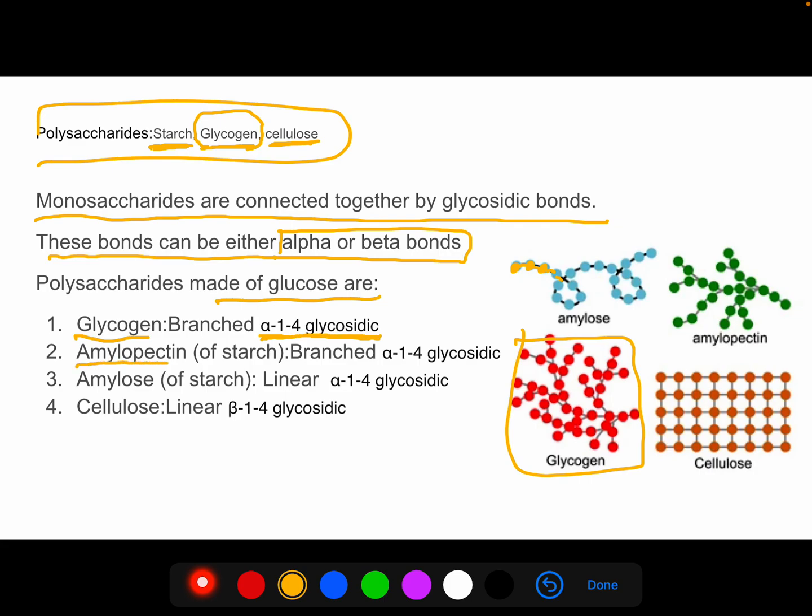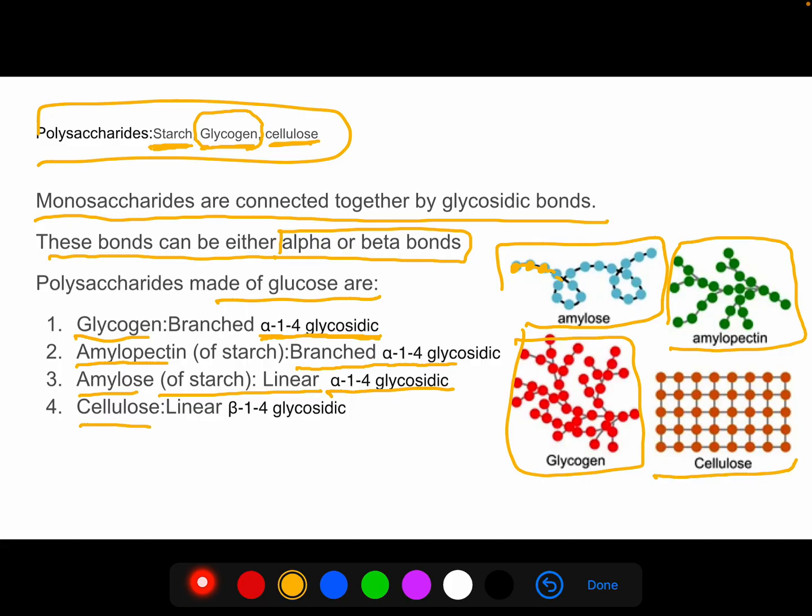There is amylopectin, that's part of the starch, the branched part of the starch that has alpha 1,4 glycosidic bonds. And amylose is a linear molecule that's also part of the starch, also with 1,4 glycosidic bonds. And cellulose is present in the plant cell wall, and it's linear with beta 1,4 glycosidic bonds.